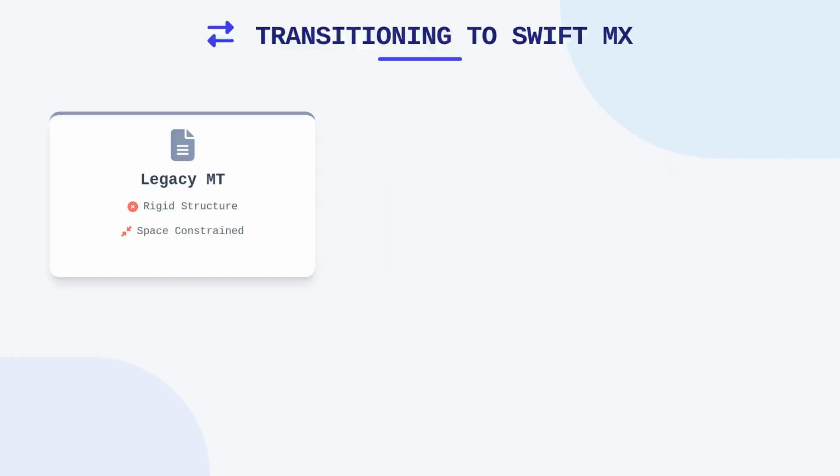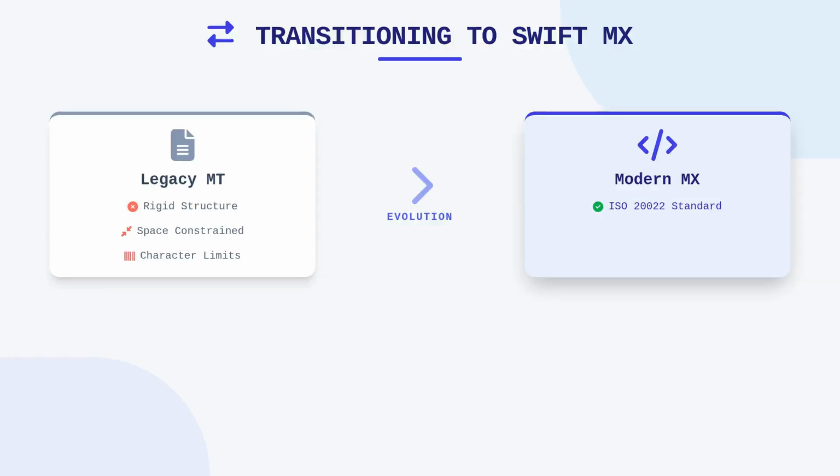Transitioning to Swift MX, or Message XML, represents a significant leap forward in terms of data richness and machine readability. Unlike the rigid, space-constrained structure of MT, MX messages are built on the ISO 20022 standard using Extensible Markup Language, or XML. This format allows for a hierarchical structure that can accommodate a much larger volume of information without the limitations of character counts found in the legacy MT blocks.